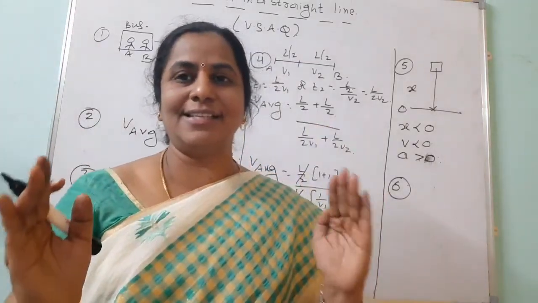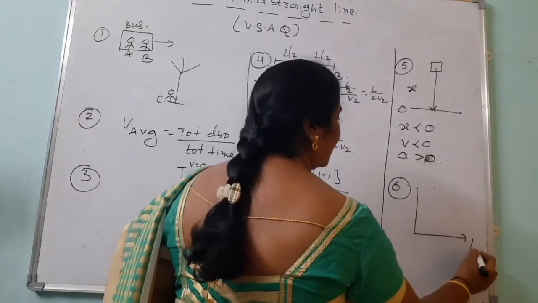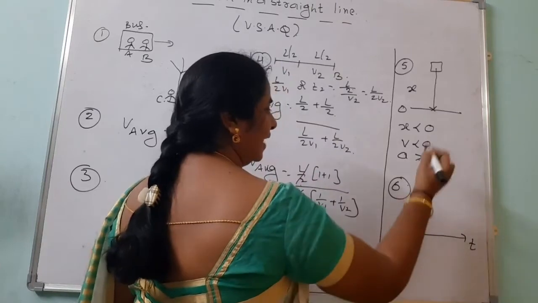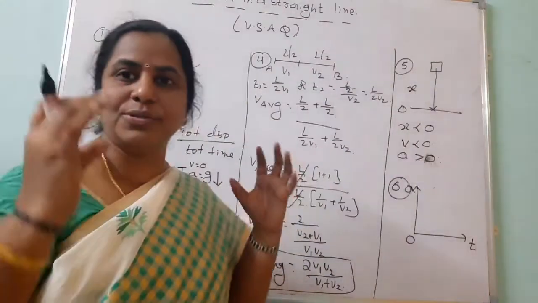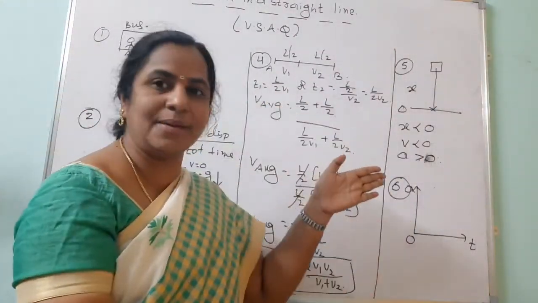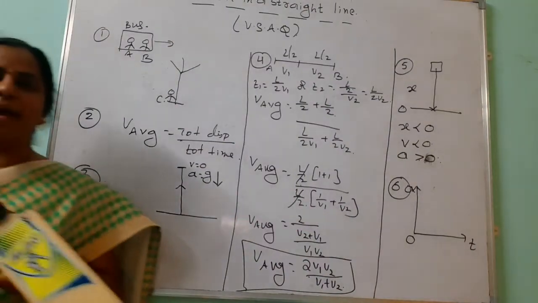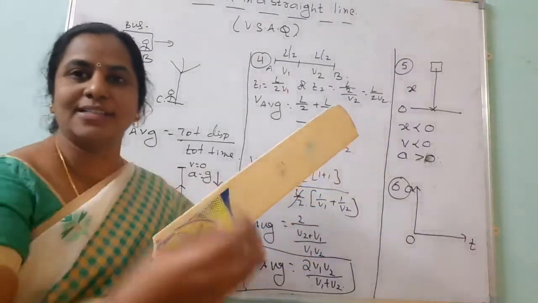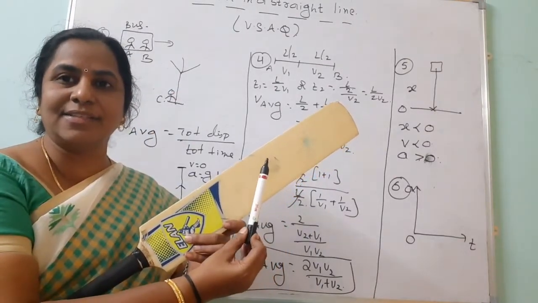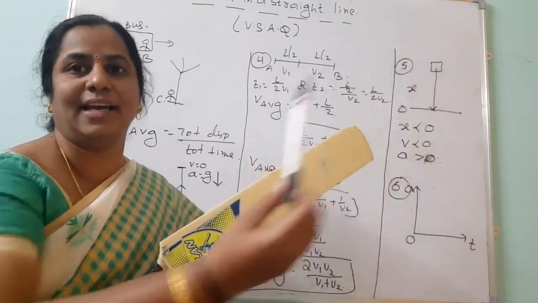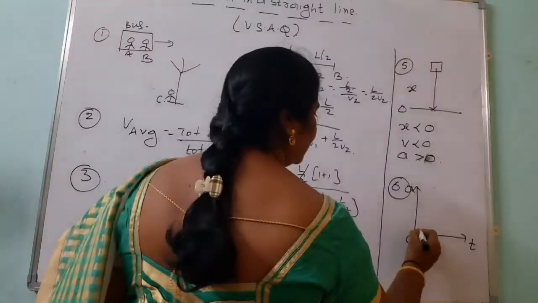Here our focus is on drawing the graph between acceleration and time. Time we are taking on the x-axis, acceleration on the y-axis. Just imagine when the ball is coming, this is the bat. When the ball is coming towards this, what happens? It strikes this one. Immediately it changes direction. So in this graph we can show that. Simply we should draw this graph.